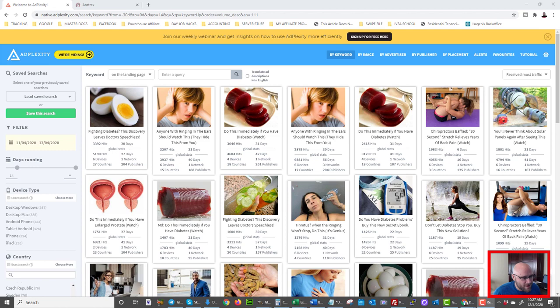So the next thing I want to do is I want to filter by diet. I want to see ads or landing pages about diet. So on Adplexity, I can actually choose if I want to see what's on the landing page or on the ad info. I can also filter by images, advertiser, publisher, placements, all of that stuff using this query bar.